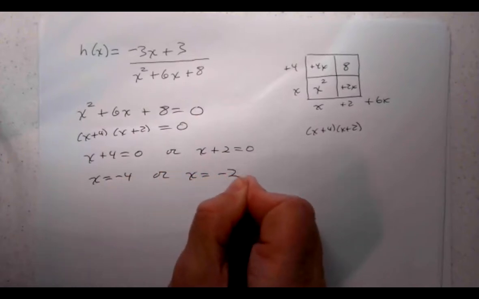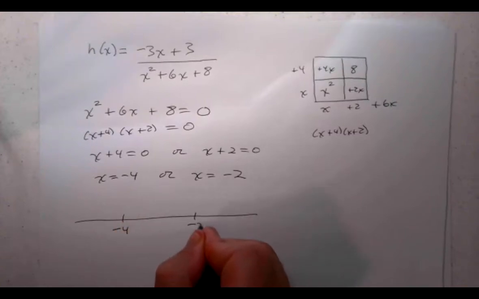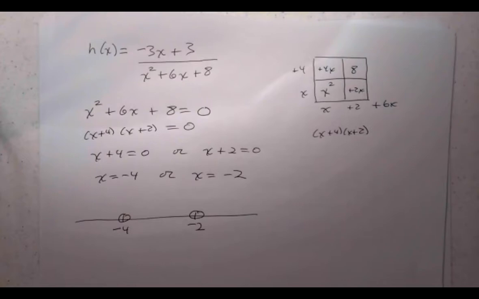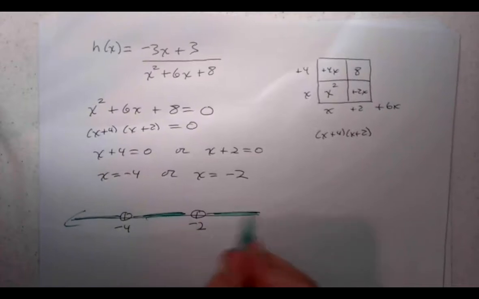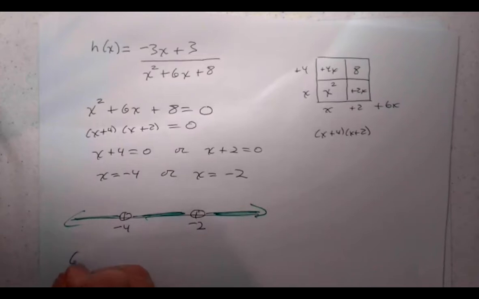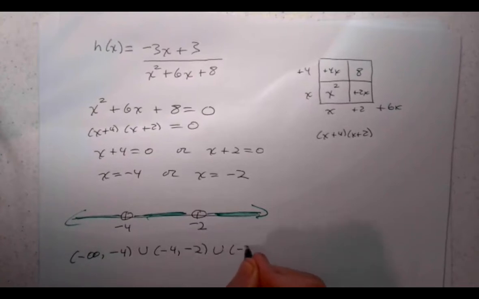Those need to be removed from our domain. So here's negative 4, here's negative 2. Remove those points because they make the denominator equal to 0. So my domain includes everything else. In interval notation, we would say negative infinity to negative 4, union negative 4 to negative 2, union negative 2 to infinity. That's our domain. Now that's a good start for us to figure out the vertical asymptotes.